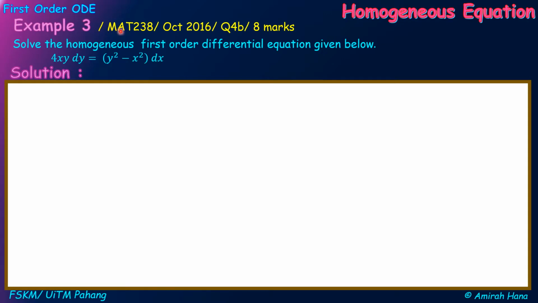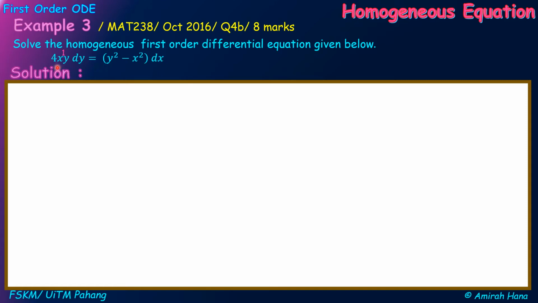We will discuss the question from previous semester papers. Solve the homogeneous first order differential equation given below. xy dy equals y squared minus x squared dx.